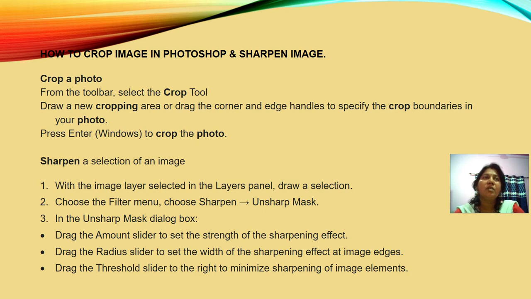Then next is how to crop the image in Photoshop and sharpen the image. So the cropping facility you have already used on your mobile also. Okay, so how to crop the photo. From the toolbar, select the crop tool, draw a new cropping area or drag the corner and edge handles to specify the crop boundaries in your photo. Then you have to press the enter key to crop the photo.